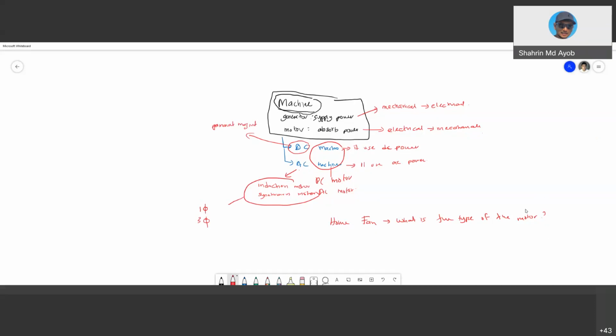Actually, for your information, your ceiling fan at home uses an induction motor. But what type of induction motor? Which one? Single phase or three phase?